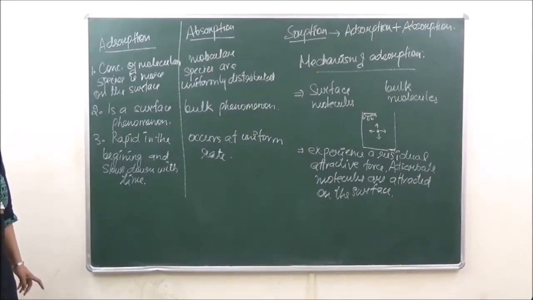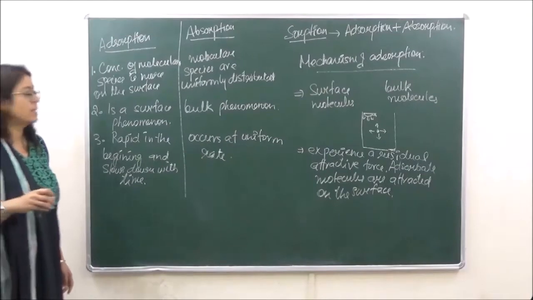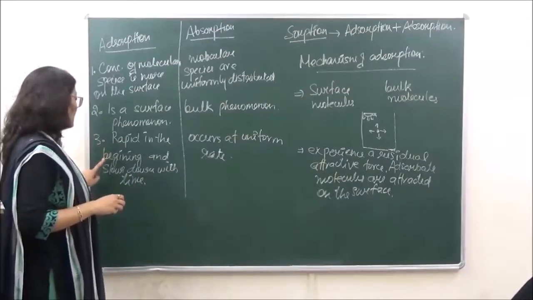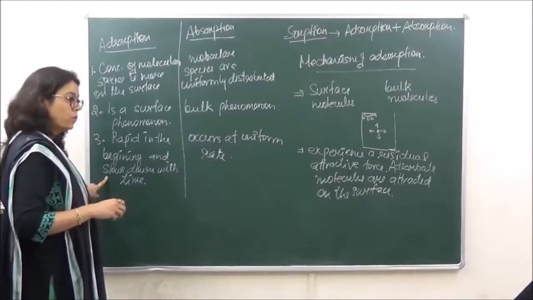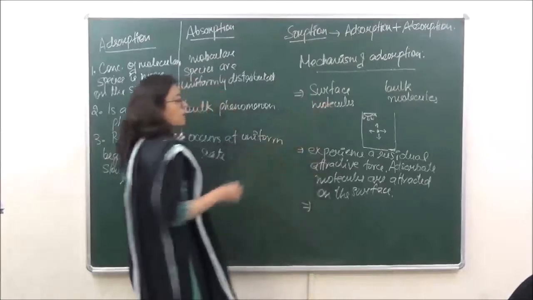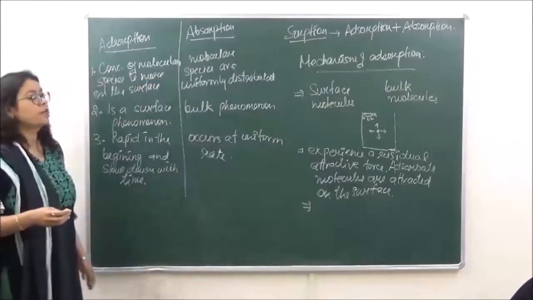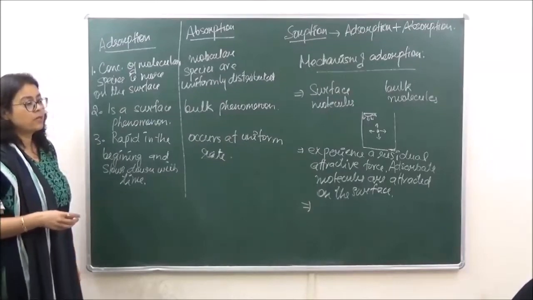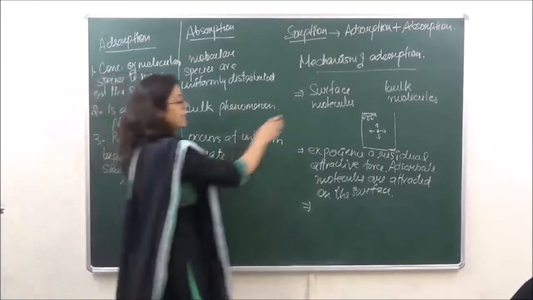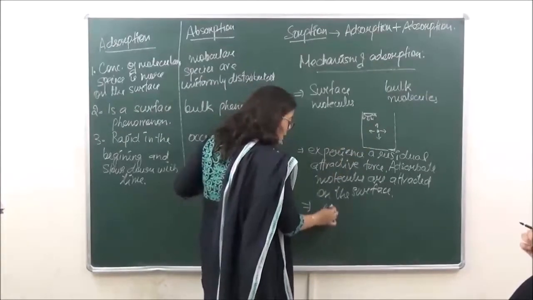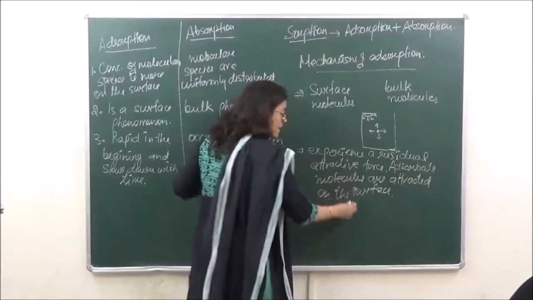Now, the extent of adsorption will keep on increasing. As we have written over here, it is rapid in the beginning and slows down with time. So as the adsorbate molecules come in contact with the surface, the process of adsorption will keep on increasing till when? Till the entire surface is covered.